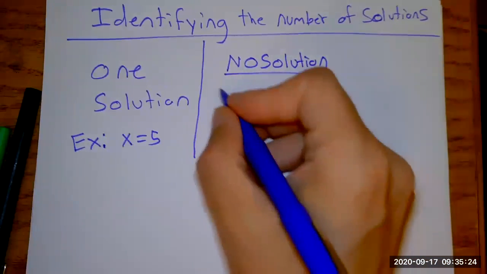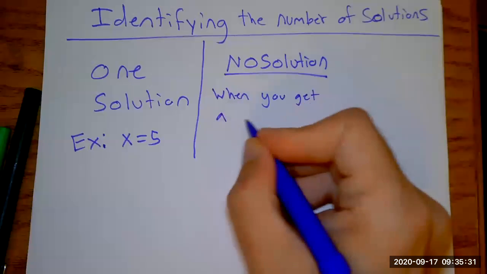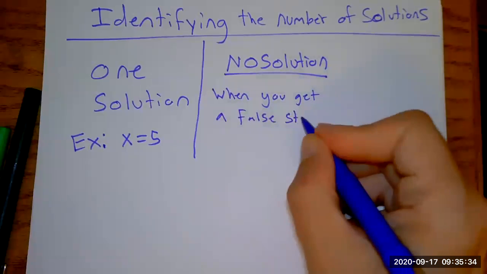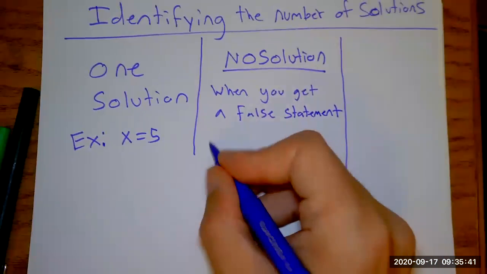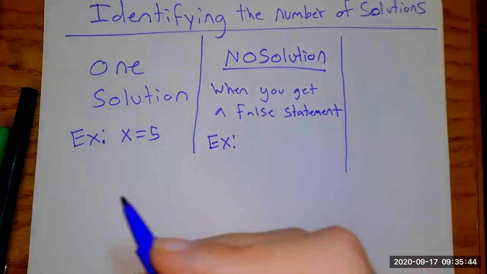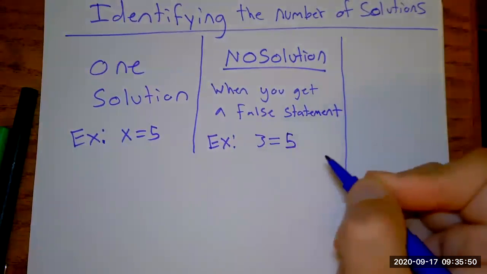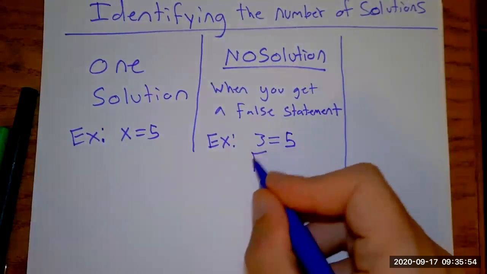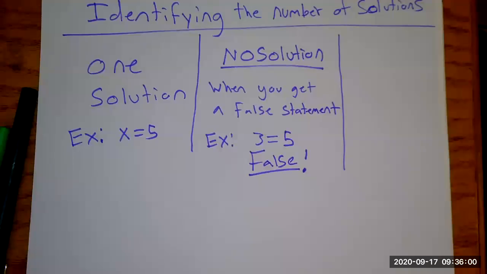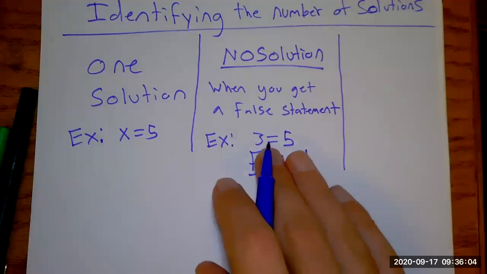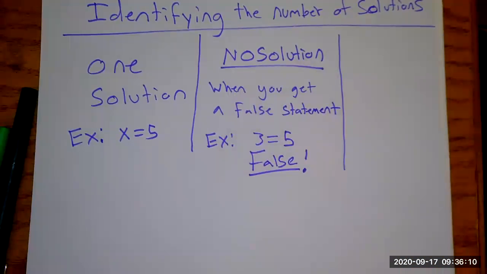Okay, so no solution is when you get a false statement. False means not true, right? So what was our example that we had in our warm-up? I have it right over here. We got 3 equals 5, and we said this is false. So we would say no solution. If you solve something and you get a false statement, we say that is no solution. It can't happen. There's no answer.